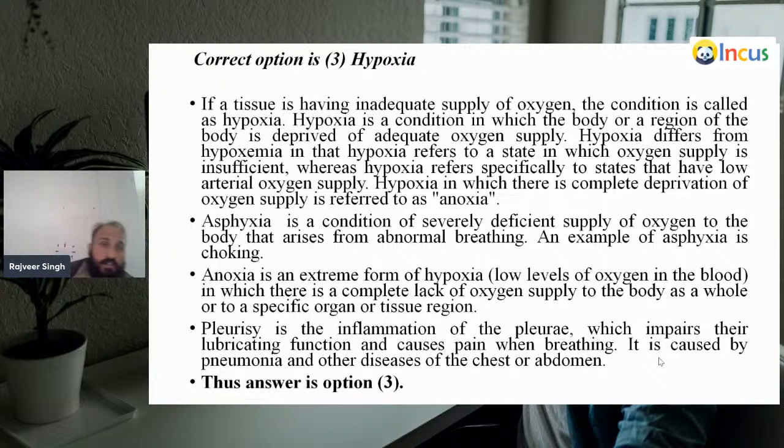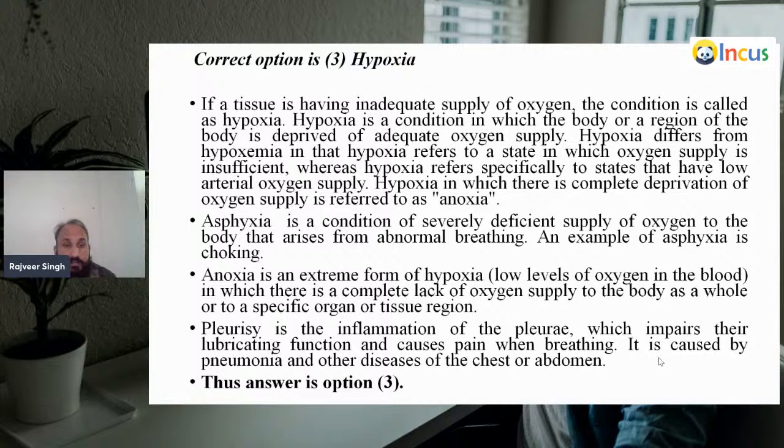Then, if I talk about asphyxia, it is a condition of a severely deficient supply of oxygen to the body that arises from abnormal breathing. An example of asphyxia is choking. Anoxia is an extreme form of hypoxia, a low level of oxygen in the blood, in which there is a complete lack of oxygen supply to the body as a whole or to a specific organ or tissue region.